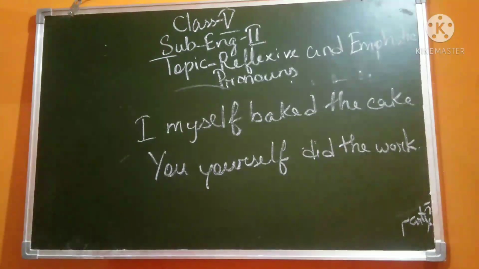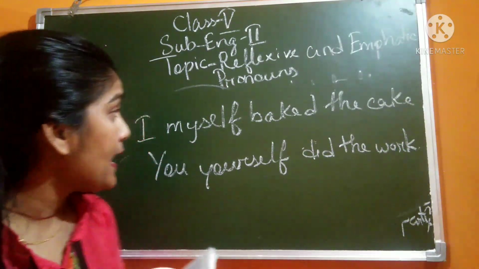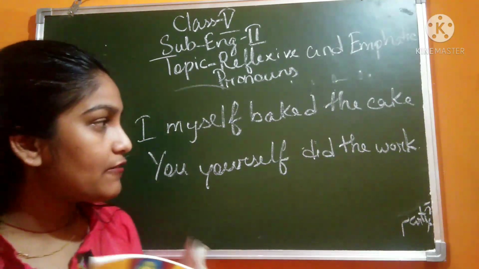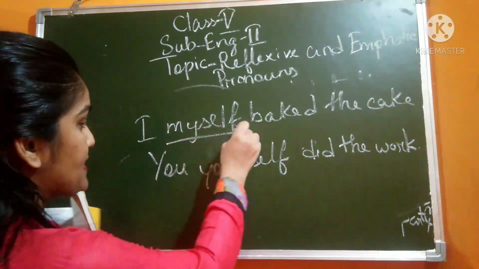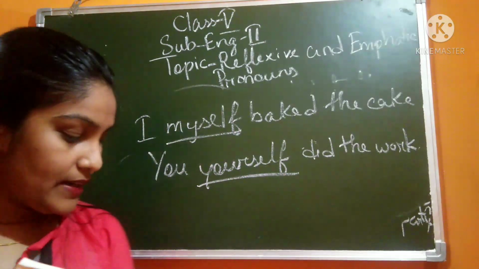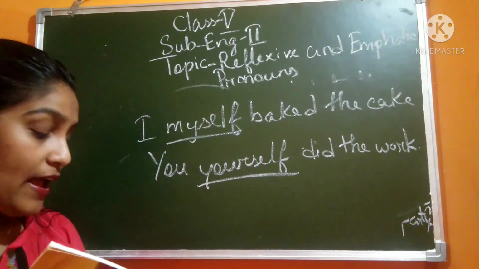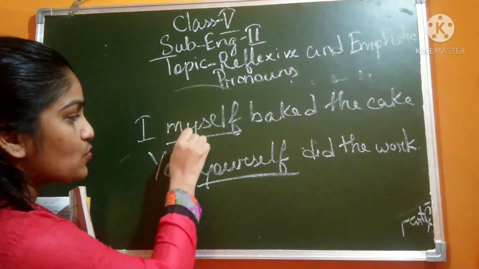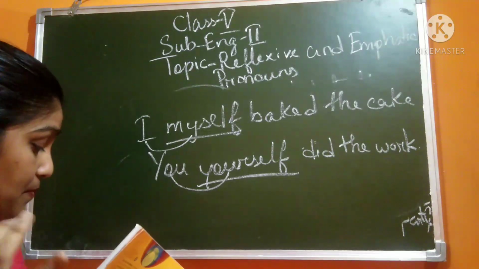Alright. So now you see these two examples given. I myself baked the cake. And next one, you yourself did the work. So in these sentences what have we used? Myself and yourself, right? They are used to put more stress or emphasis on the work done by the subject. So it is putting only more stress on the subject. I, myself; you, yourself, right? So that is what emphatic pronouns are.